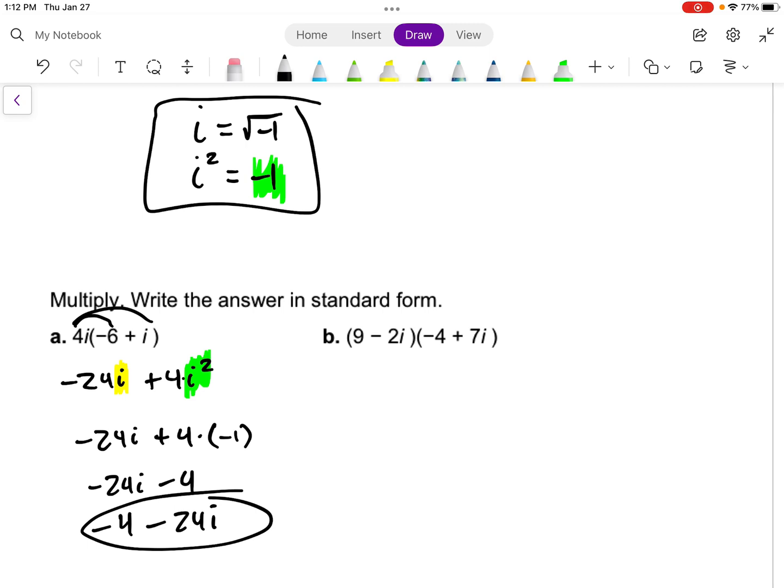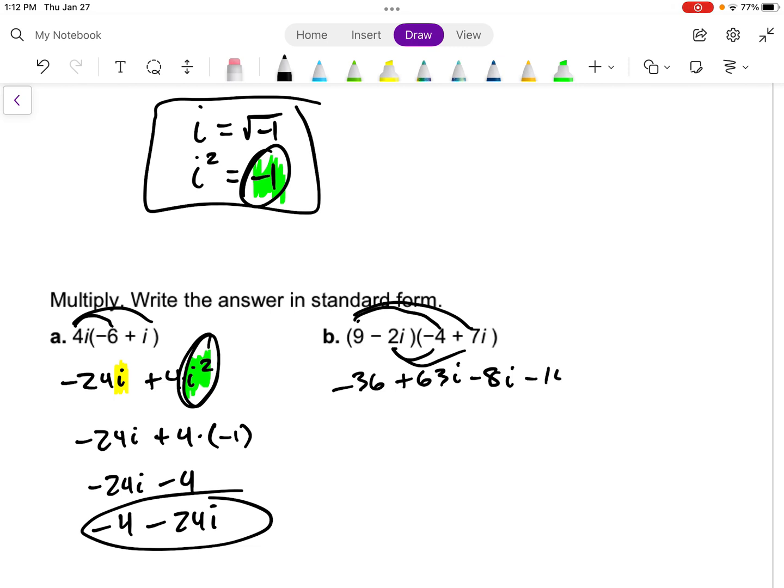So really you're just multiplying like we normally do. The only catch is if I end up with an i squared, you've got to change it to a negative 1. All right, let's try this next one, try B. So I've got 9 minus 2i times negative 4 plus 7i. Okay, now I've got two terms and two terms. I still have to distribute, but I have to distribute twice, right? We have to do that FOIL method. So I'm going to go 9 times negative 4, negative 36, 9 times 7i, 63i, negative 2i times negative 4 would be a plus 8i, minus 2i times 7i would be a minus 14i squared.